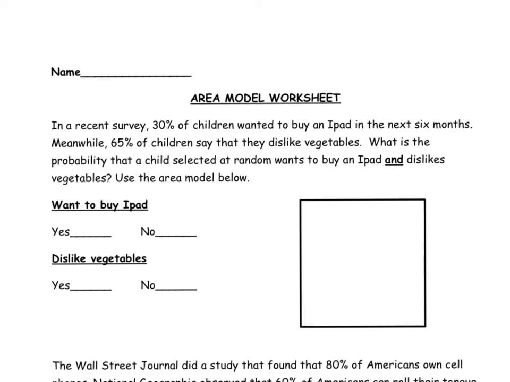An area model is used to find the probability of two events happening. So we're always going to be comparing two events. One is represented horizontally on the box and one is represented vertically on the box.